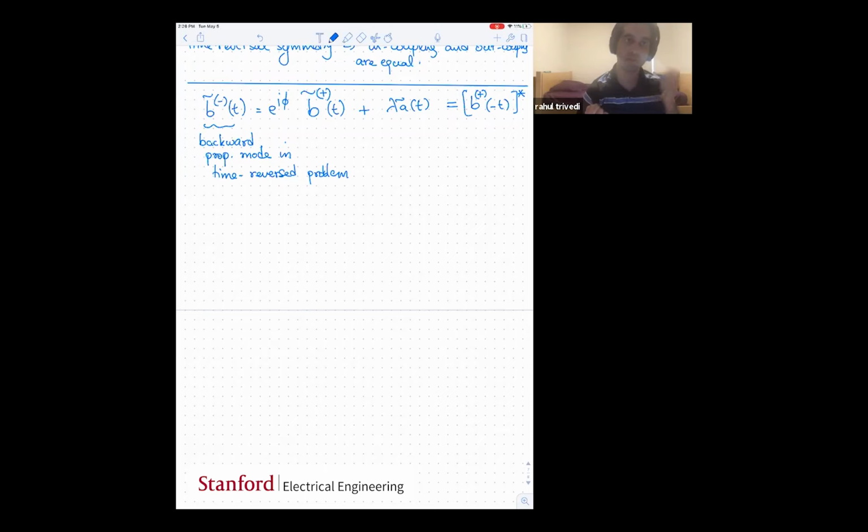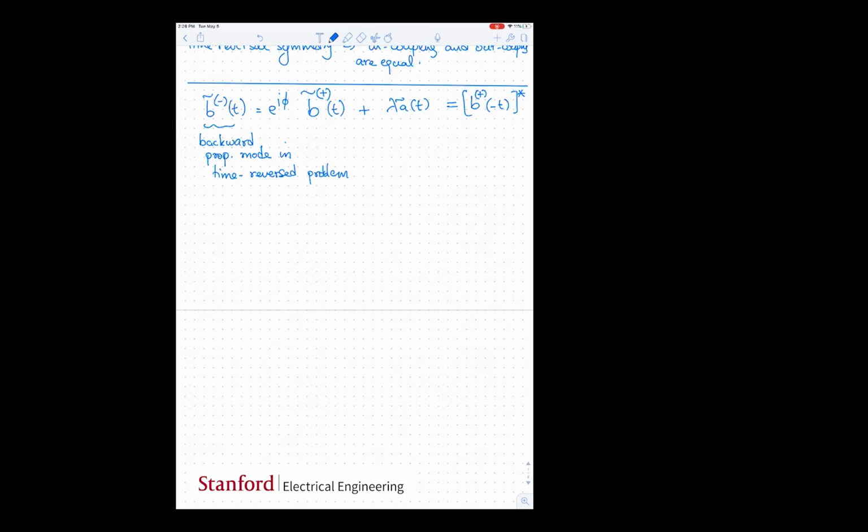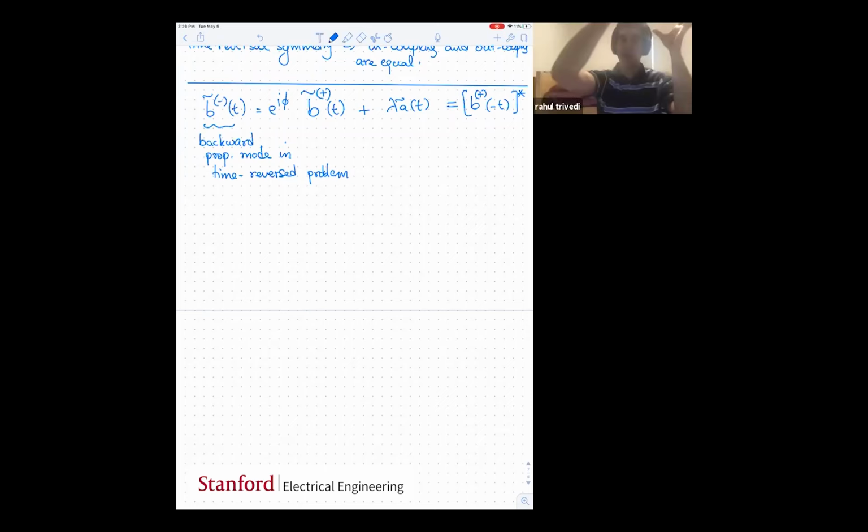So we were looking at a problem where a cavity mode amplitude was decaying into the waveguide. We did not have any forward propagating mode. Which means that if, in the time reverse problem, I send in a forward propagating mode that is exciting the waveguide, there should be no emission into the waveguide mode, right? Because in the original problem, the forward propagating mode was 0. We did not have any excitation in the original problem. So this sum should be equal to 0, right?